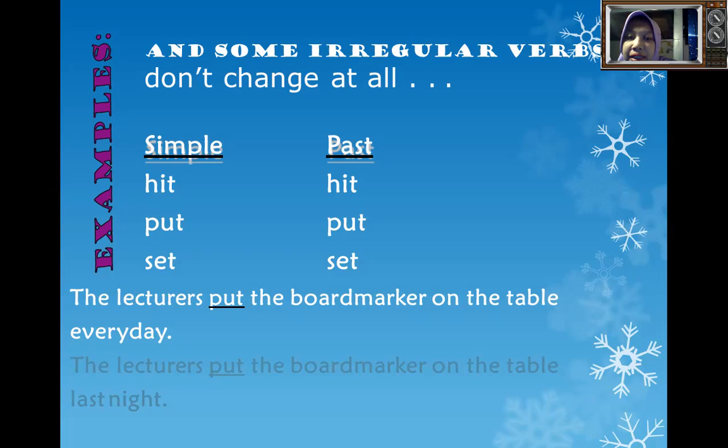The lecturers put the board marker on the table every day. That is for simple present tense. How about in simple past tense? The lecturers put the board marker on the table last night. So if we take a look at these two sentences, they are similar, but different contexts, especially for the tense, the time. The first sentence is in the present, while the second is in the past.